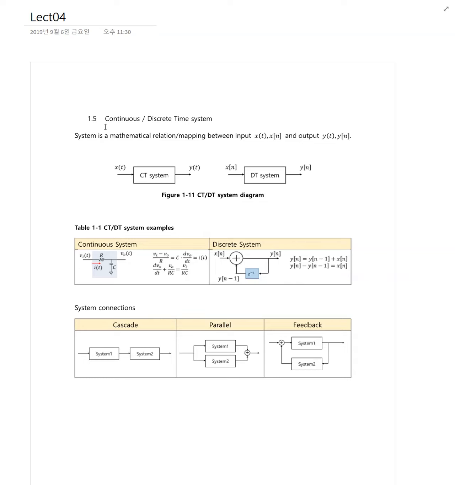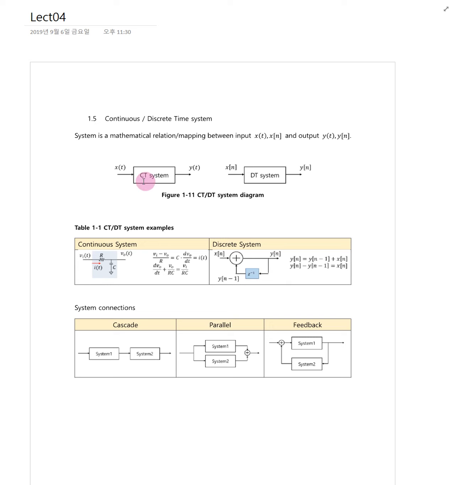In this class, I would like to explain the continuous time system and the discrete time system. Here, the system means a sort of mathematical relationship between input and output. In fact, a system transforms the input to the output somehow. Here are the two types of system. One is a continuous time system. The other one is a discrete time system.